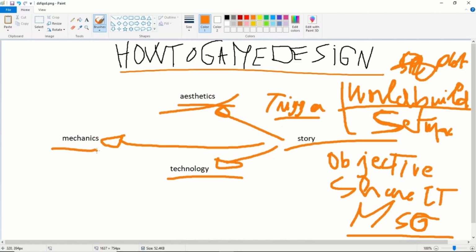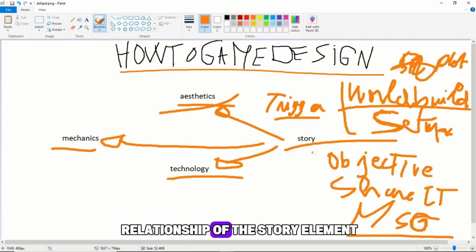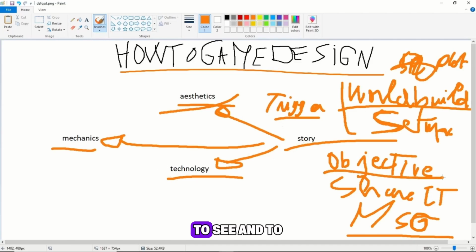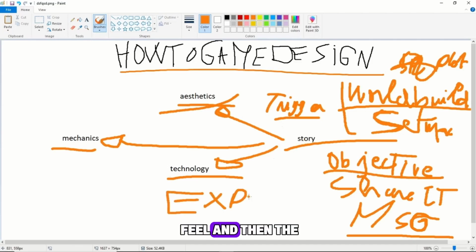So that's a simple video, and it's about the story, how to write a story, what the story is, and what the relationship of the story element is with these other elements. And if your story objective is the whole experience that you want the player to see and to feel, then the right choice of aesthetics and technology and mechanics will definitely deliver the experience you want through the story that you create.